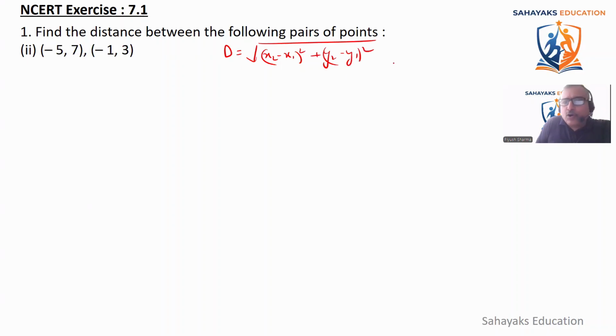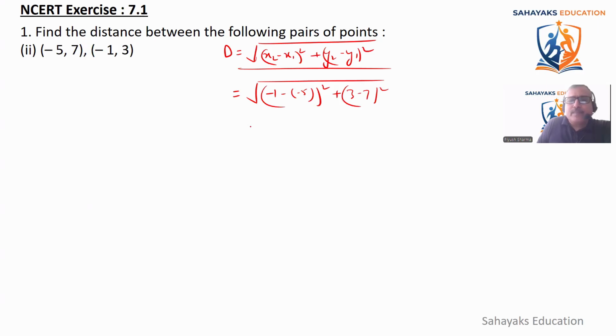So please write the formula always. Now, square root of minus 1 minus minus 5 whole square plus 3 minus 7 whole square. So it becomes minus 1 plus 5, which is 4. 4 square is 16. 16 plus 3 minus 7, 3 minus 7 is minus 4. 4 square is 16. So it comes out to be square root of 32.